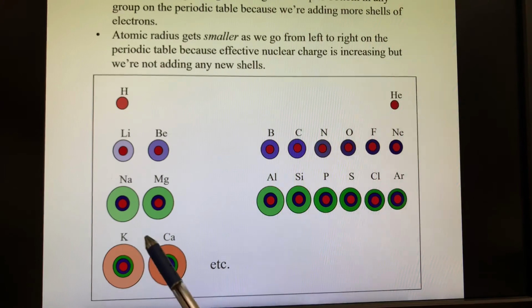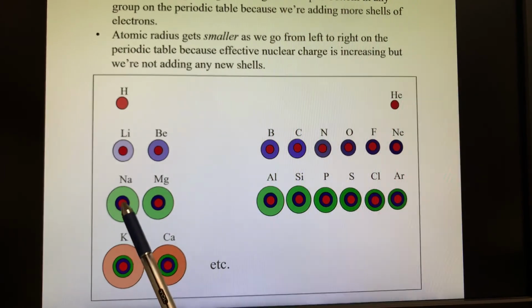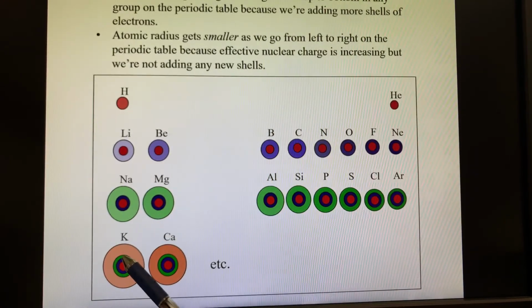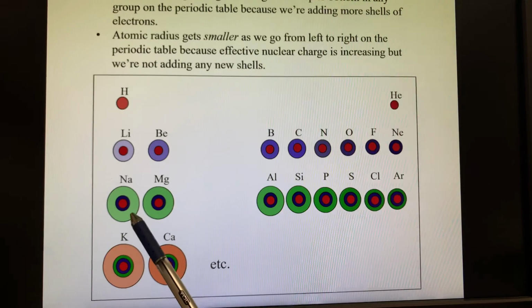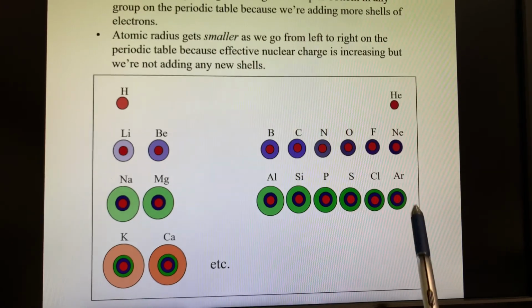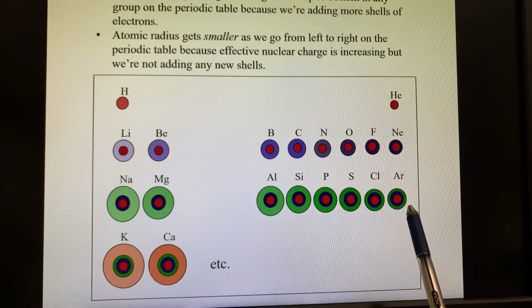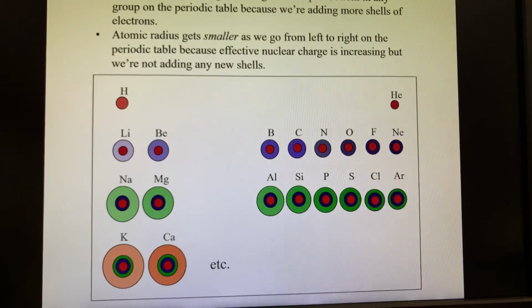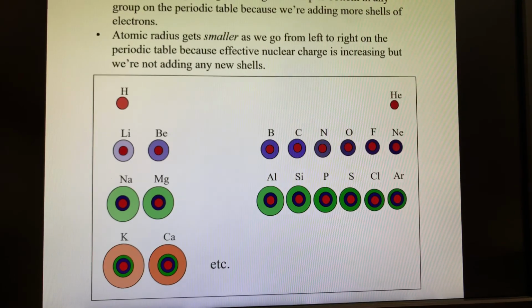Same thing we see here. Sodium only has an effective nuclear charge of +1. So its one valence electron has a little bit of freedom. It's not as strongly attracted to the nucleus. But argon has an effective nuclear charge of +8. So its valence electrons, even though there's 8 of them, they're feeling a much stronger attraction from the nucleus, and so they're pulled in tighter, making it a smaller atom.